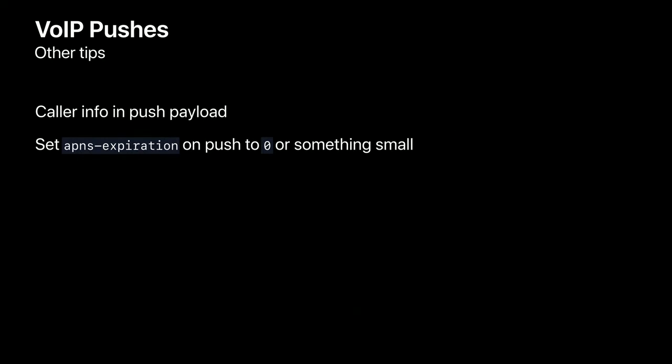So for example, if someone called my device and the push took 2 minutes to send, then I wouldn't want to report an incoming call once the push comes in 2 minutes later, because that person's probably not dialing anymore. So if we set the expiration to 0, which means deliver immediately or fail, or something on the order of a few seconds, then we know that if the device is receiving a push, it's still for a phone call that's relevant.